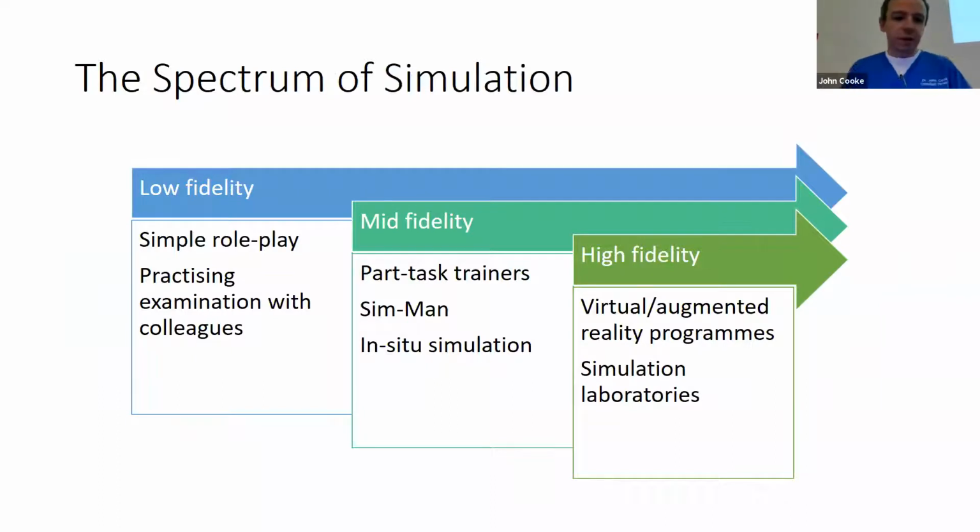So there is a spectrum of simulation. The spectrum runs from what's called low fidelity simulation right up to high fidelity simulation. And just to give you an example of what this includes, low fidelity simulation would be a very simple role play. So you simply, without a lot of advanced preparation, put together a role play with a group of postgraduates and kind of run through it. It's also practicing examination with colleagues. So having a group of people together and practicing examination skills.